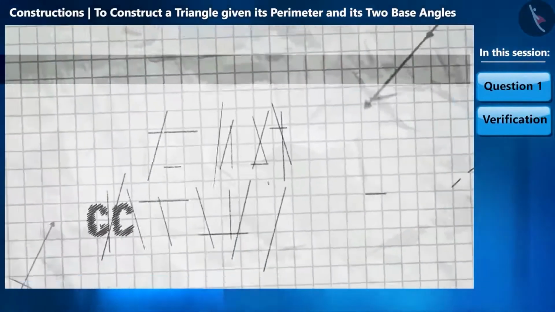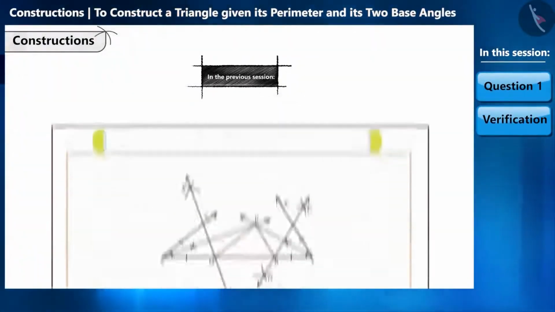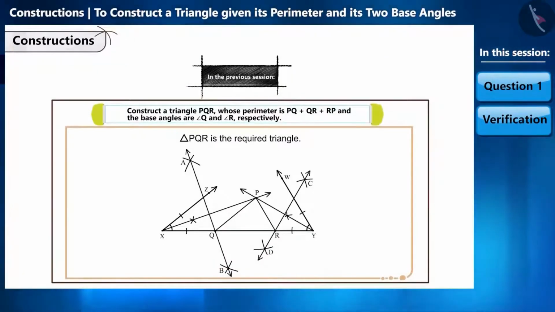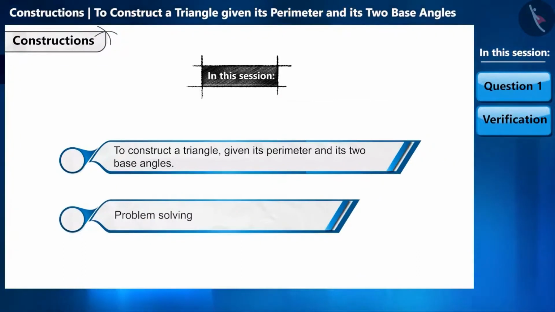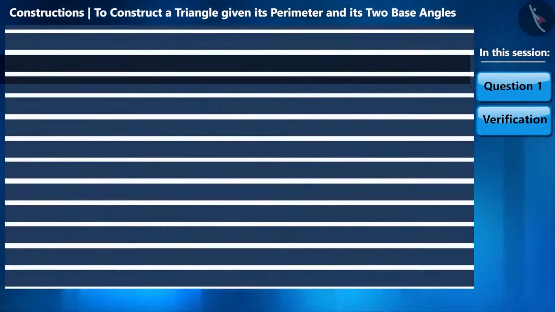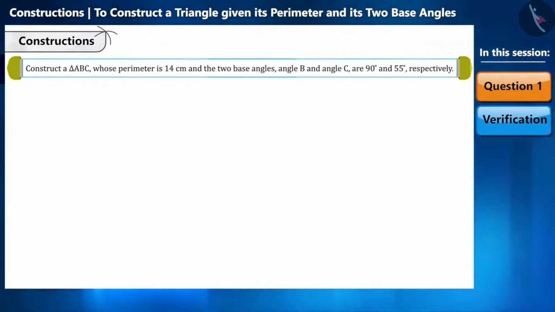Hello friends, welcome to this video on constructions. In the previous video, we learned to construct such a triangle, the sum of whose all the 3 sides, that is, the perimeter and the 2 base angles are given. In this session, we will learn to solve questions based on this construction. So let's start with a question. Construct a triangle ABC whose perimeter is 14 cm and the 2 base angles, angle B and angle C, are 90 degree and 55 degree respectively.